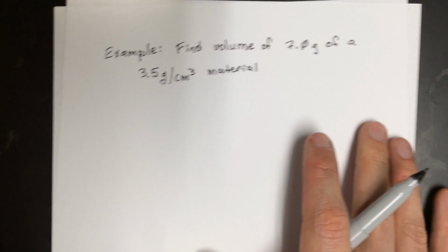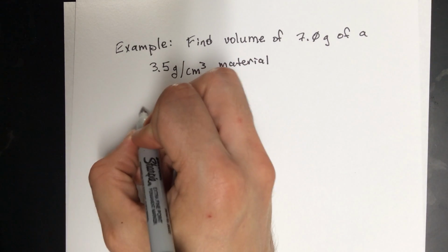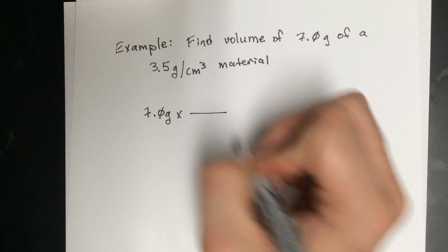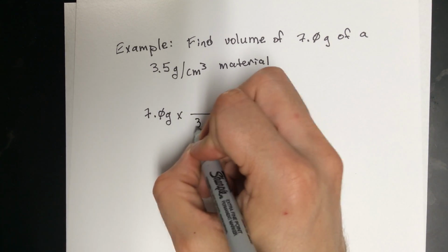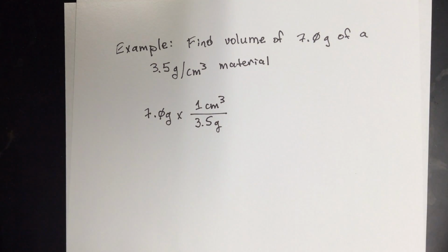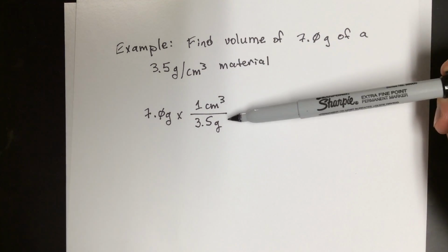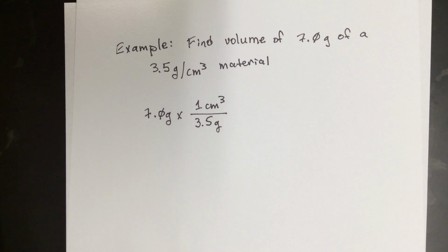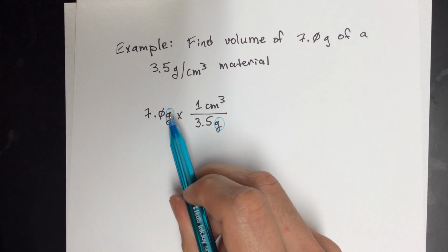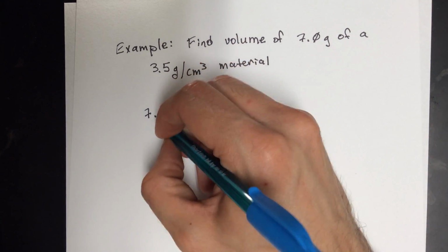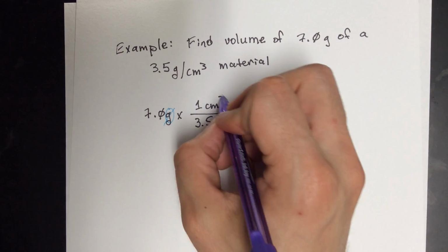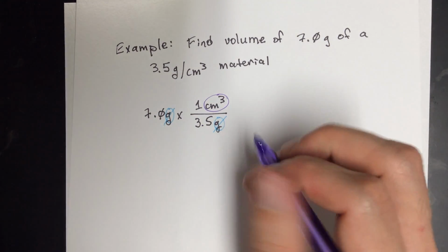In the past, many people might have written this work out as 7.0 grams times the ratio of 3.5 grams for every 1 centimeter cubed. Now the reason that I have flipped over this ratio from the way it is presented in the problem is so that grams will be both in the numerator and the denominator, and I can cancel it, leaving me with centimeters cubed as the unit of my answer.